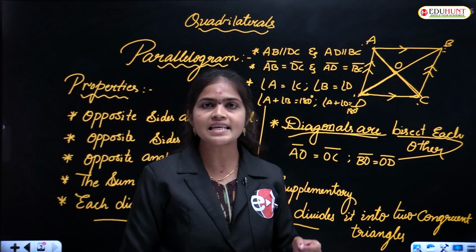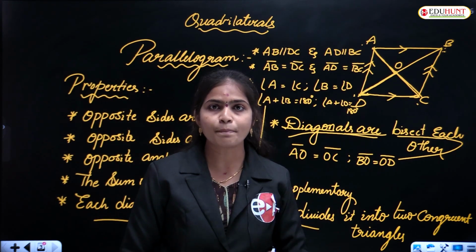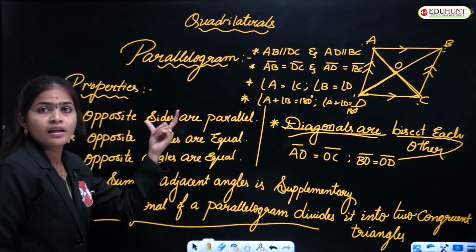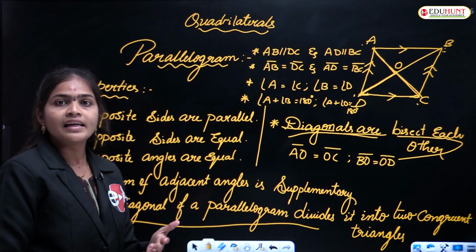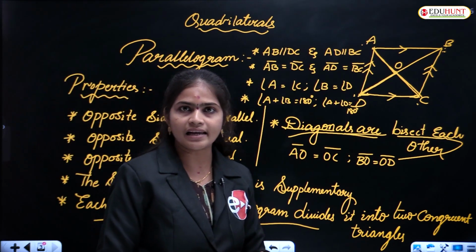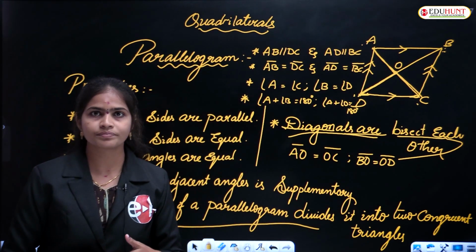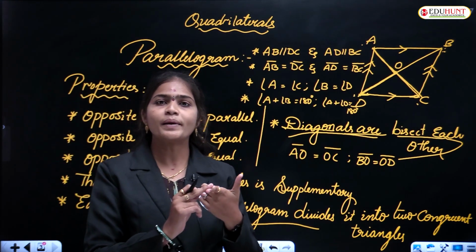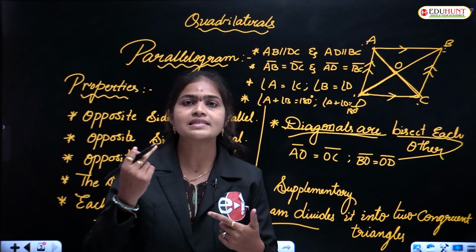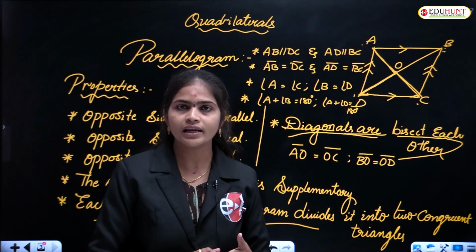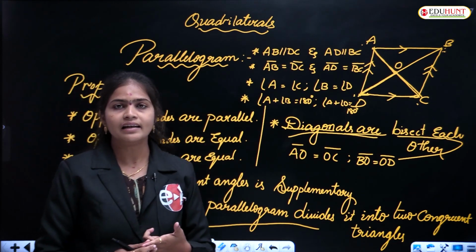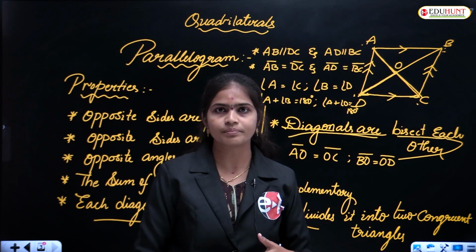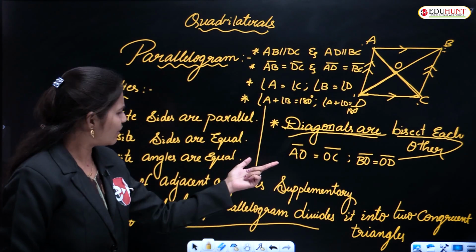If the opposite sides of a quadrilateral are parallel. In a parallelogram, opposite sides are parallel, we know that. Now in a quadrilateral, if the opposite sides are parallel, then it is a parallelogram. Is it clear? If in a quadrilateral both pairs of opposite sides are parallel, then we can say that it is a parallelogram. Next, in a quadrilateral, if opposite sides are of equal length, then also we can say that it is a parallelogram.